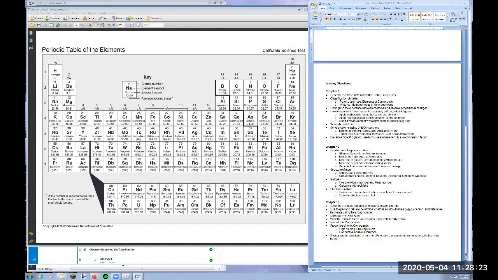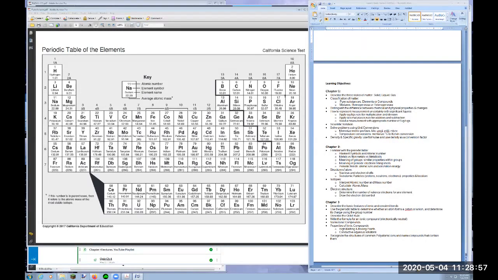So that's chapter 1. Chapter 2 involves the periodic table. Know how to recognize the symbol. The number above the symbol is the atomic number, and there is the key here reminding you of this: atomic number above the symbol, then the element name, and the atomic mass below in atomic mass units.